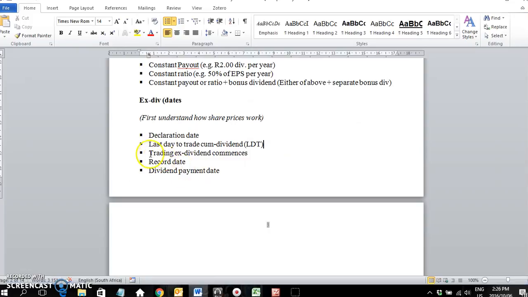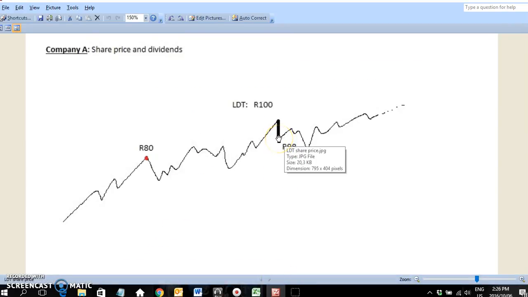So on the very next day, that's the ex-div date, the share starts trading what we call ex-dividend. So the very next day, that's tomorrow morning at 9 o'clock when the market opens, the share is trading at ex-div, and anyone buying from that time onwards will not receive the dividend. Now, why do you think there's this change? Remember, if you buy before the last day to trade, you will get the dividend. If you buy the next morning and onwards, you won't get the dividend.